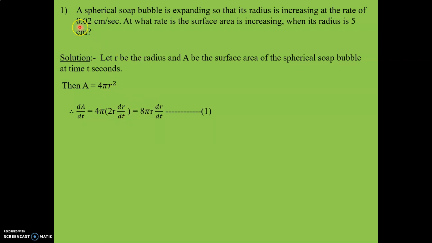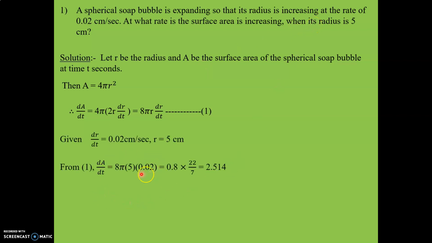Now in this question it is given as dr upon dt is equal to 0.02 and r value is 5 centimeter. So you can substitute these values in equation number 1. So 8 pi into 5 into 0.02, that's equal to 0.8 into 22 upon 7. This pi value is 22 upon 7 I am giving, is equal to 2.514. So the surface area of a soap bubble is increasing at the rate of 2.514 centimeter square per second is the answer for this question.